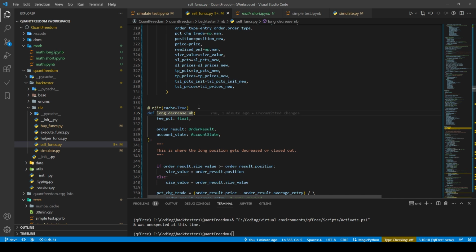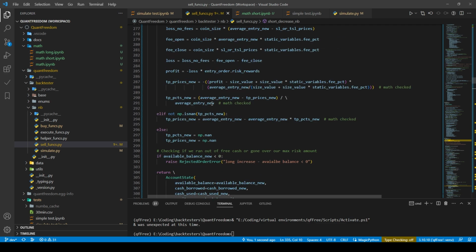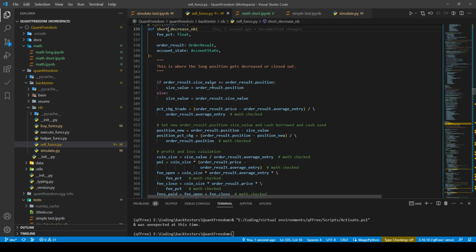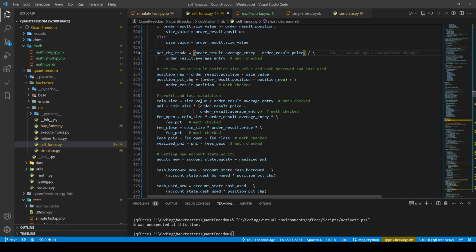Okay, so we're done? Makes sense. So all of this seems to be working. So here, percent change trade. So the order result price minus average entry. So this needs to change. Position new. Okay, position change. Position new. So this is this minus this divided by this. Okay, coin size. We've done this a million times already.